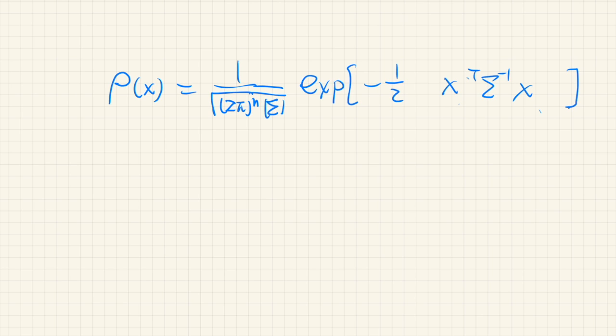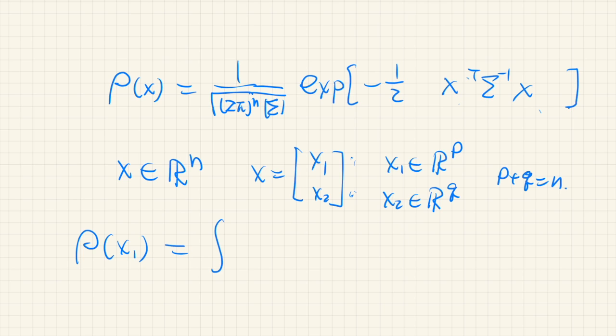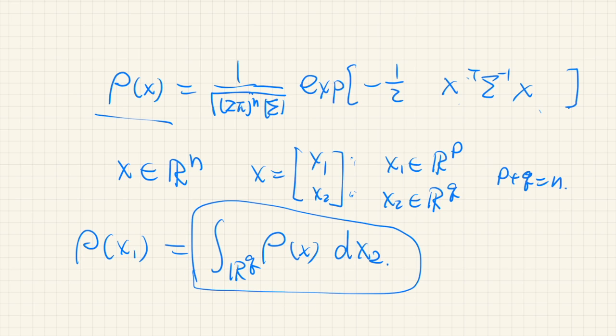Now what we want to do is split this vector. This is an n-dimensional vector. So we split this into two parts, x1 and x2, where x1 is a p-dimensional vector and x2 is a q-dimensional vector. And of course, p plus q should be equal to n. So we split into two vectors and then find the marginal distribution for x1. That is obtained by integrating this density function, rho of x, over q-dimensional space with respect to x2. So our job is to find this integral analytically.